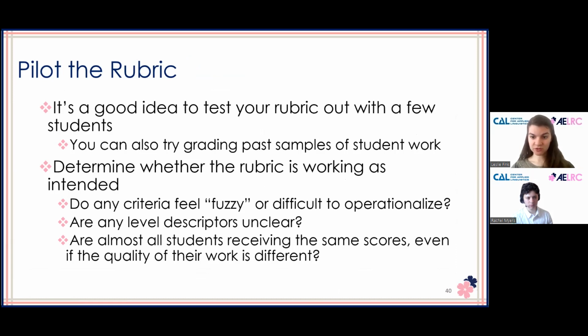When you're testing it out, check if any criteria or descriptors seem fuzzy, where you're not really sure what you were trying to measure, or where a term you used in the rubric isn't clearly defined. Then, if you're having trouble distinguishing between adjacent levels, see if you can clarify your descriptors. And as I mentioned before, if most of your students are falling into a catch-all middle category, you may need to add more levels to distinguish between different qualities of work.